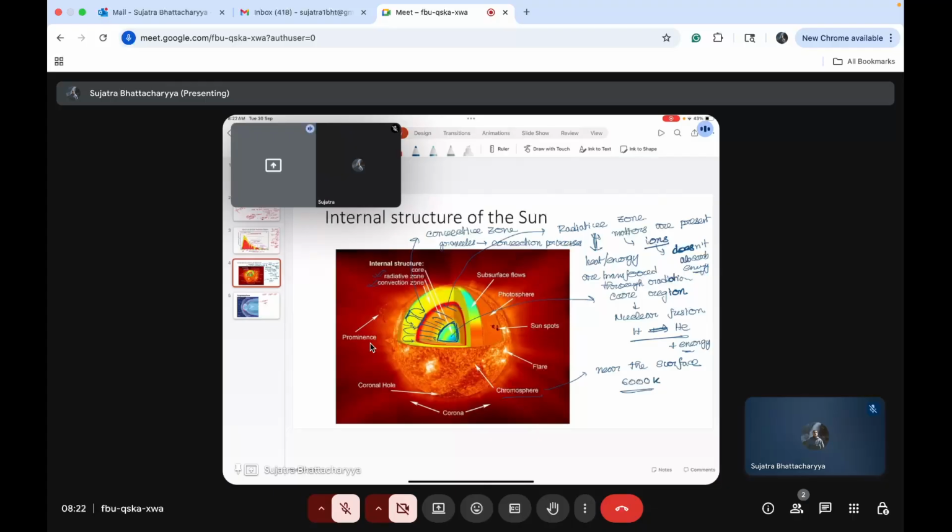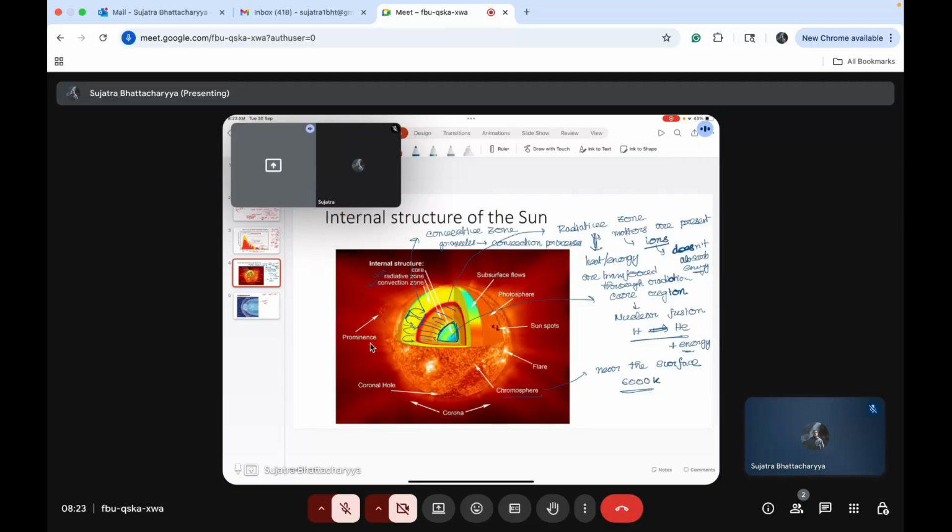Then comes the internal structure of the Sun, where you have the core, where a nuclear fusion reaction takes place and releases a huge amount of energy. Hydrogen is consumed, helium is released. But as you go farther away, helium keeps on decreasing and hydrogen keeps on increasing because it is lighter in weight.